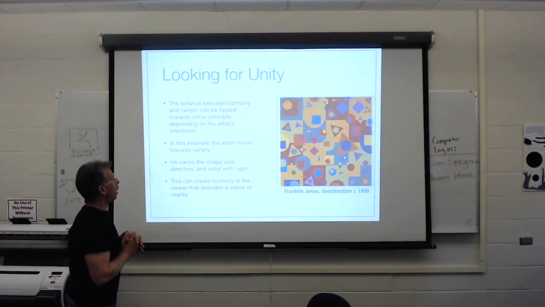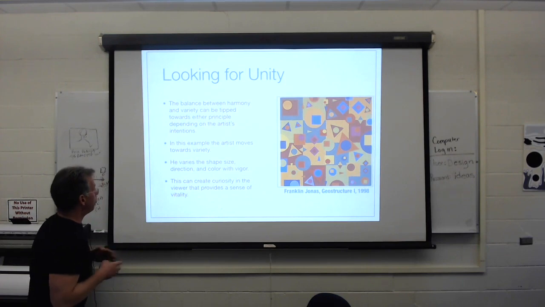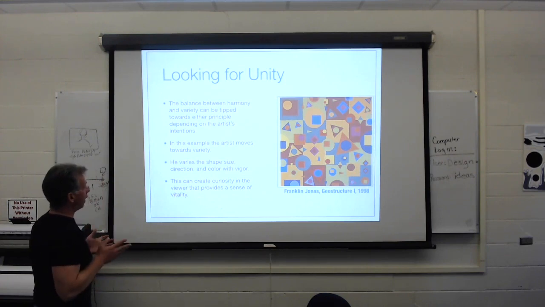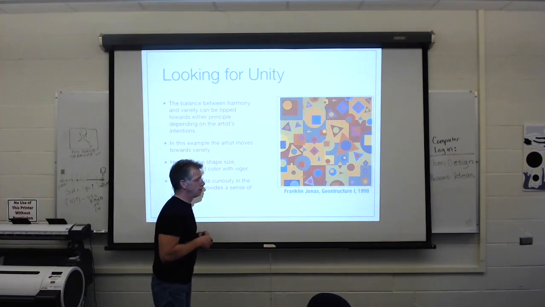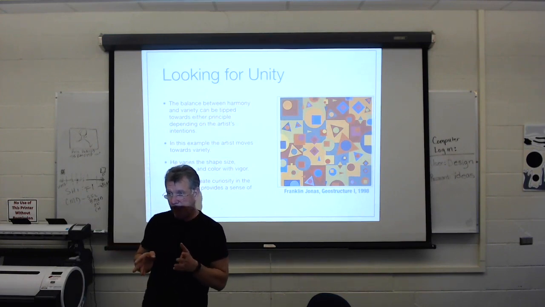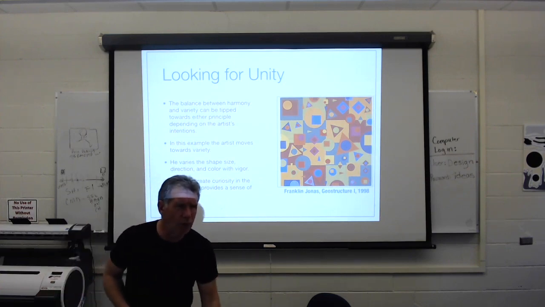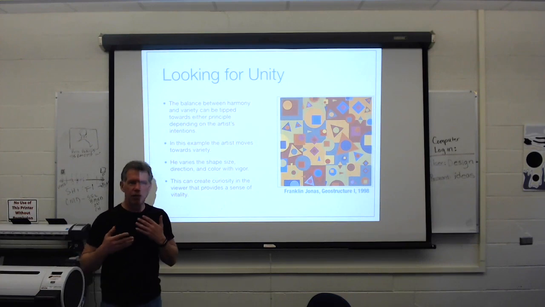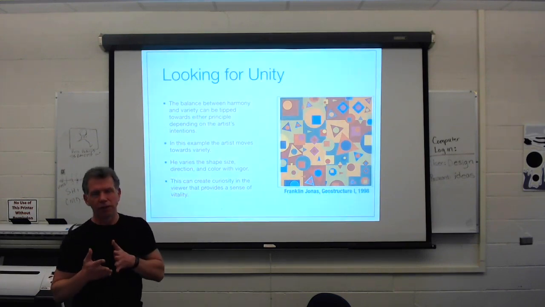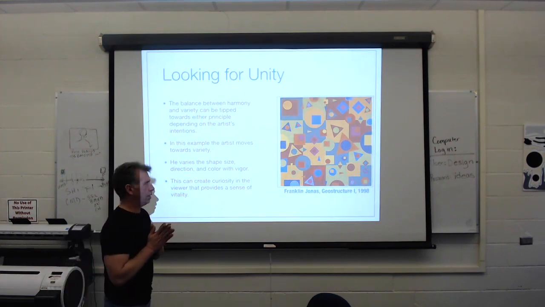So when we look for unity in things, there's different ways that we can go about it. The balance between harmony and variety can be tipped towards either principle depending on the artist's intentions. That's basically just saying that you can do whatever you want. If you want it to be more chaotic, you would have more variety. If you wanted it to be more relaxing and people to like it, you're probably going to not take a chance with variety, and maybe you'll stick to unity.